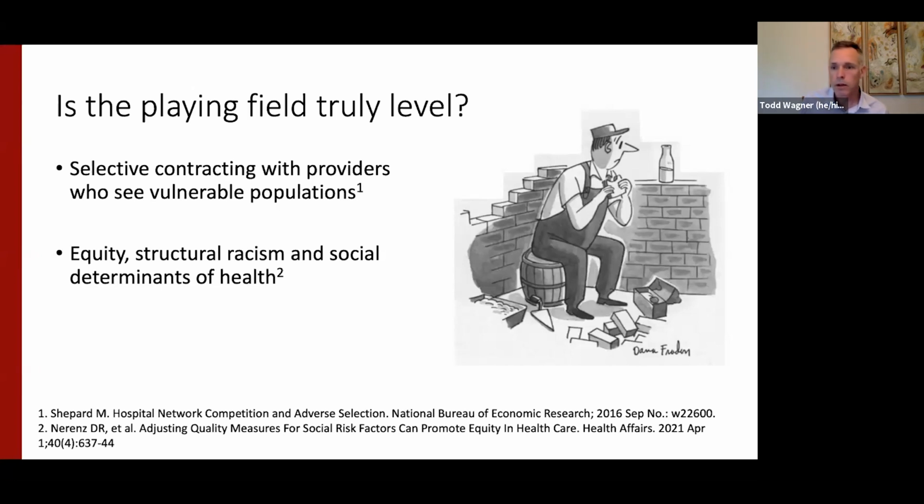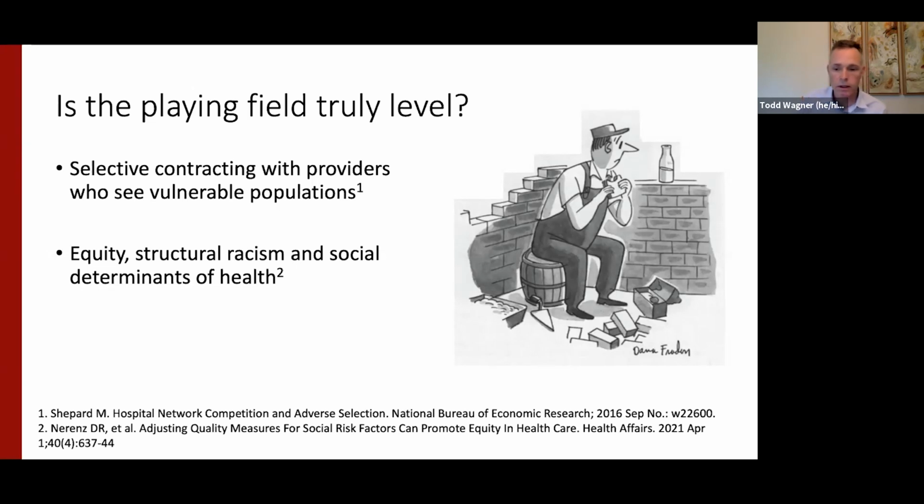There are 2 papers that I'll point you to. One is by Mark Shepard that basically says when we set up risk adjustment, what we're seeing is that some selective contracting is happening with providers where they're avoiding hospitals that provide care to patients who are more vulnerable because the expected margin on those patients is smaller. So implicitly, selective contracting is a major challenge.